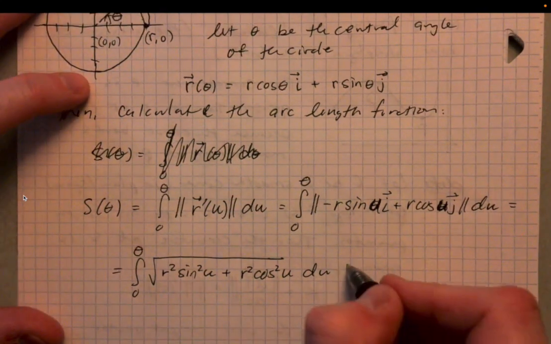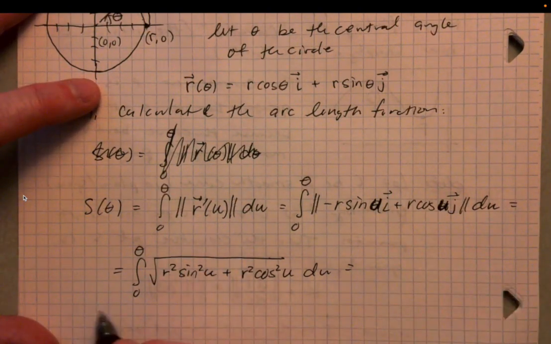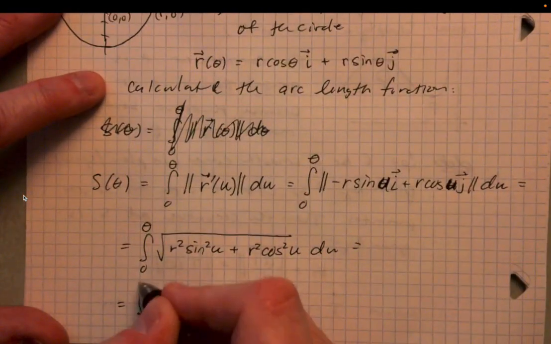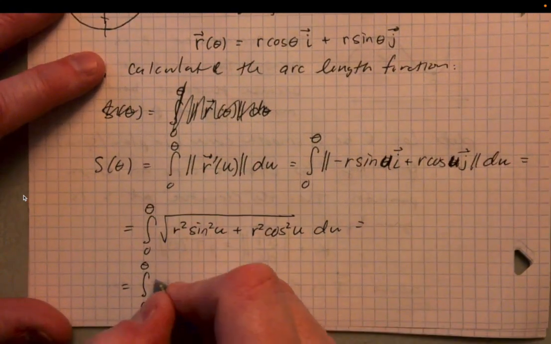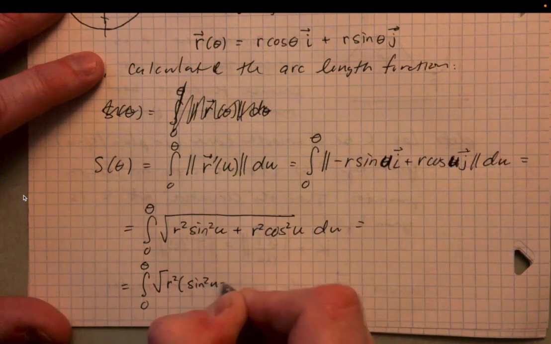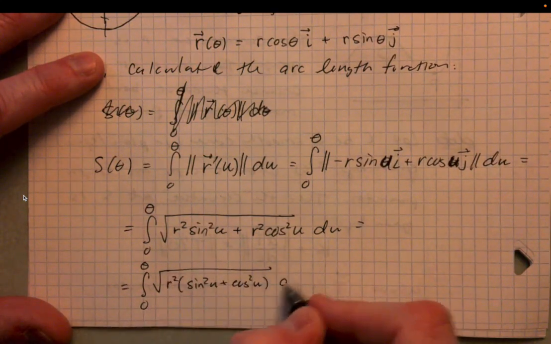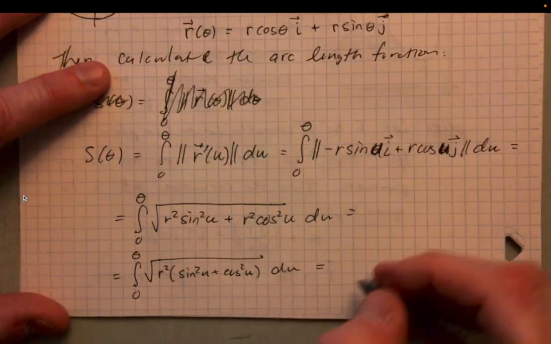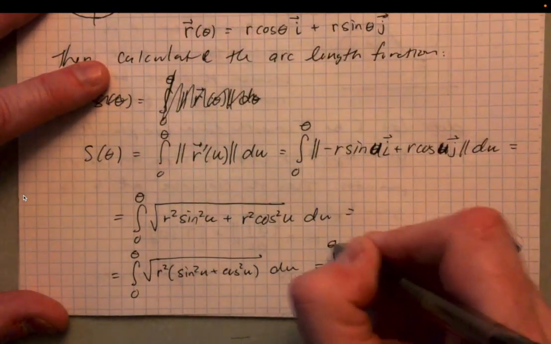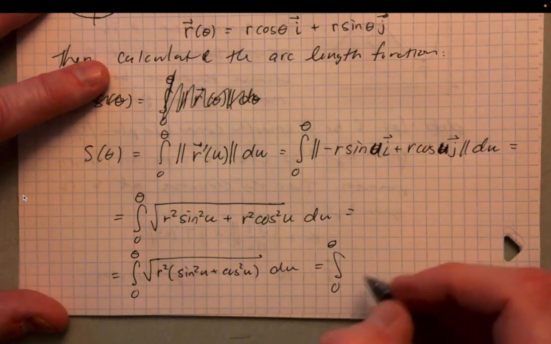Just like previously, you can factor out the r squared. So you have 0 up to theta, and then this is r squared times sine squared u plus cosine squared u, du. And so this just becomes the integral from 0 up to theta of the square root of r squared, so it's just r.